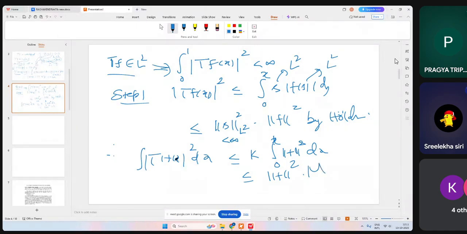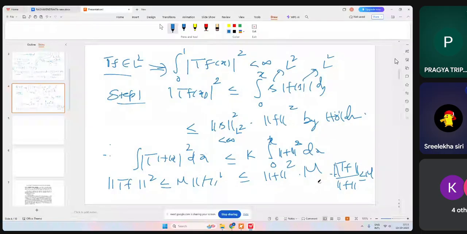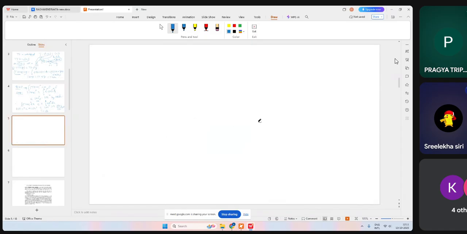But this is nothing but norm of T of f squared, that is less than or equal to m times norm of f squared. Therefore, norm Tf by norm f is less than or equal to m. Is it clear? Therefore, T is continuous. This is what I wanted to tell you.